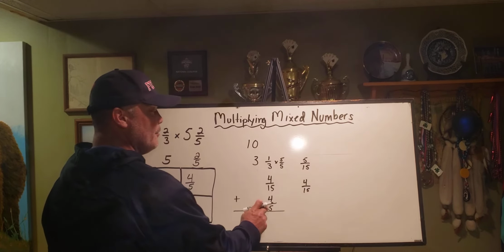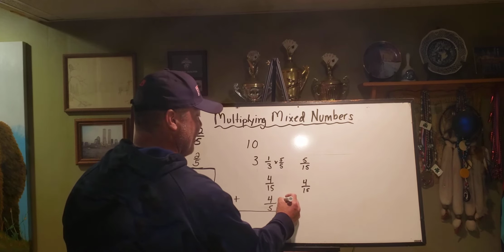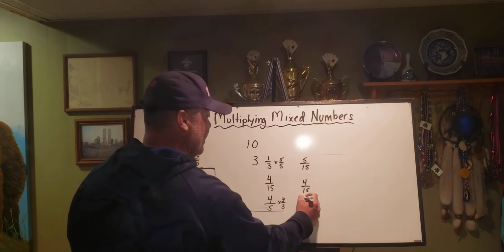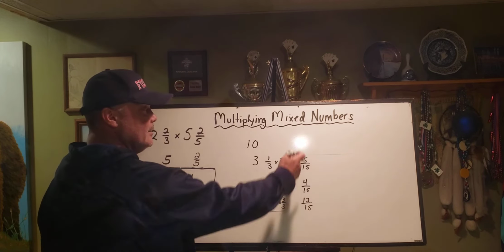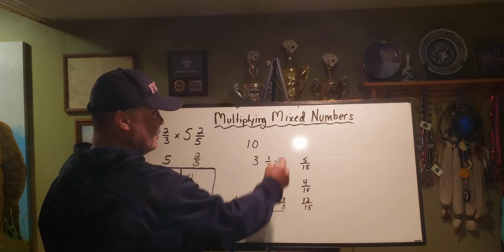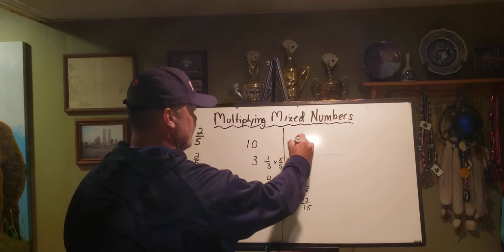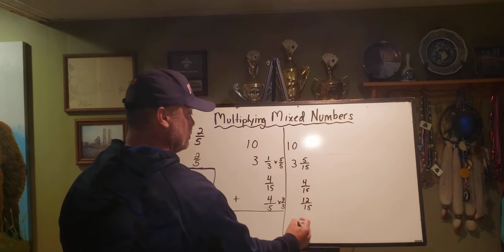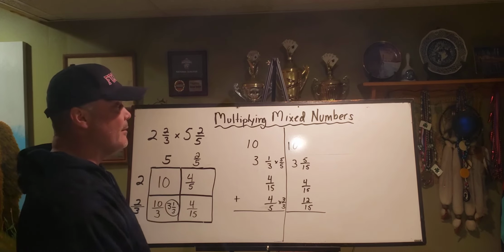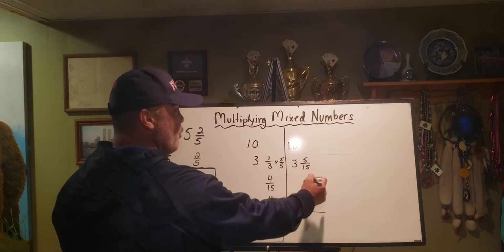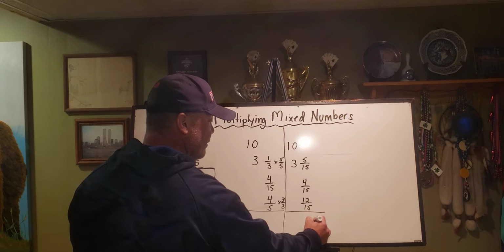And now I want to say to myself, what times 5 gives me 15? Well, if I multiply it by a form of a whole being 3/3, I'm going to get 12/15. Notice how I keep everything lined up. I can draw a line if I want. Bring over my whole numbers. So now I have 10 and I have 3. Now I can add these fractions because they have the same denominator. So 5 plus 4 is 9. 9 plus 12 is 21/15.